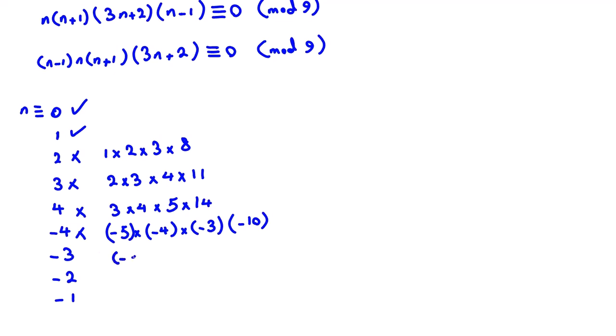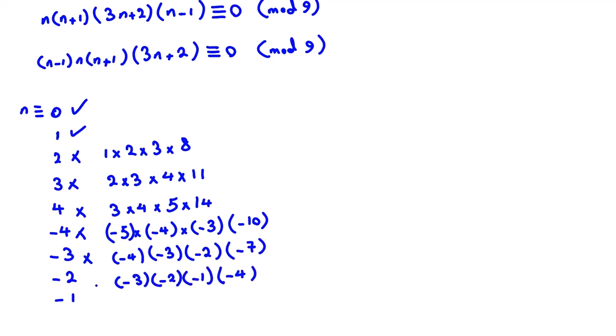For -3, it's -4 times -3 times -2, 3 times is -9, plus 2, -7. It's not a multiple of 9. For -2, -3 times -2 times -1, minus 6 plus 2, minus 4, because it's not a multiple of 3. For -1, it will be -2, -1, -1 plus 1, 0, and next, this is not important. It is good. So we can conclude n is 0 plus minus 1 mod 9.